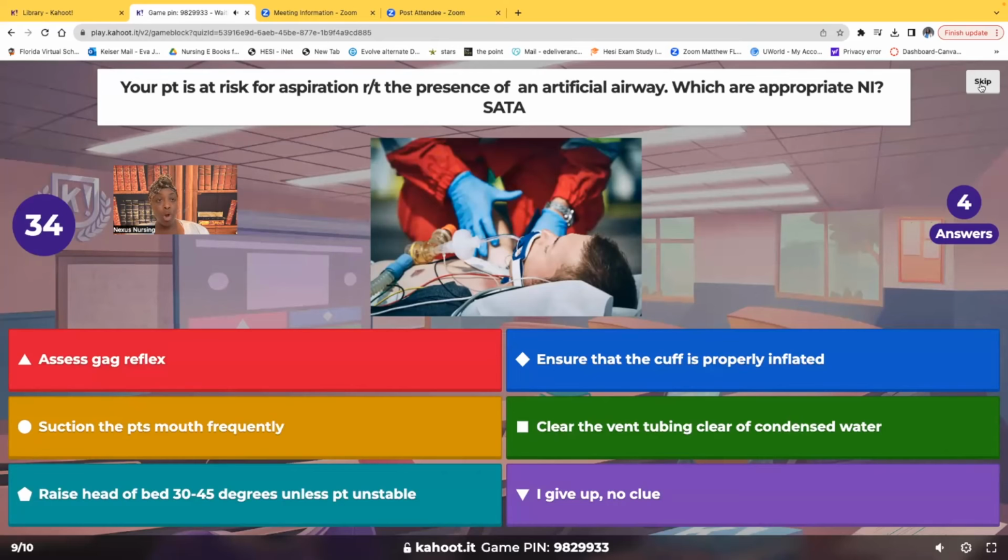Your patient has an artificial airway. They're at risk for aspiration. What would be appropriate nursing interventions?